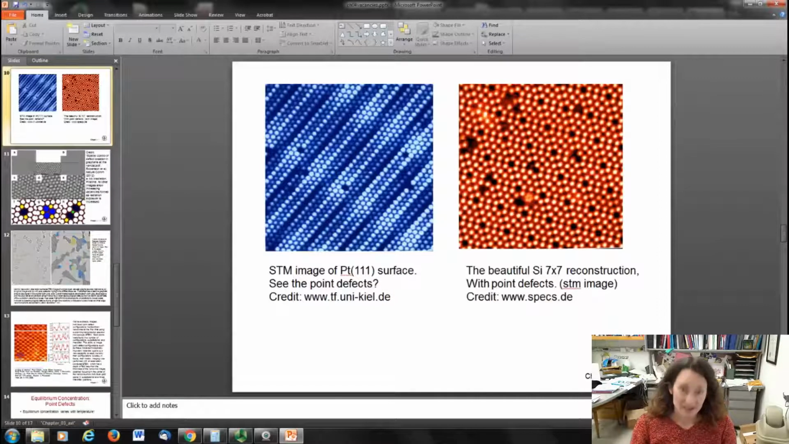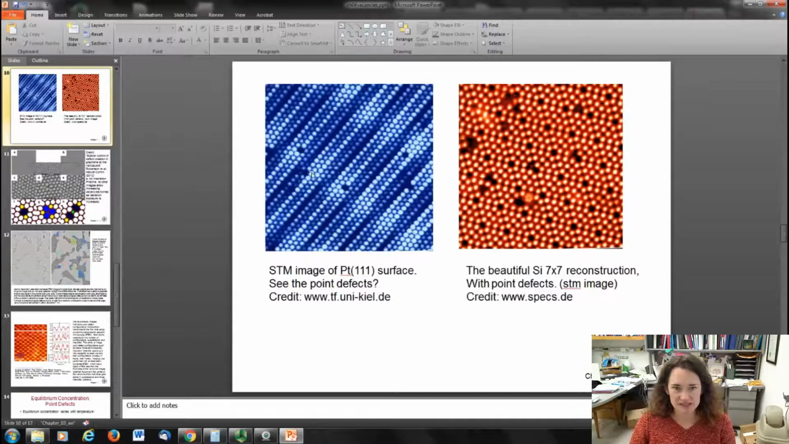So the fun thing is that now with today's advanced microscopies, we don't just have to theoretically compute or model these things anymore. We can actually image the defects, point defects directly, which is really, really super awesome, in my opinion. So here are a couple of scanning tunneling microscope images of different metal surfaces. So this is a platinum 111 surface, and you can see the point defects. And these are real images of the surface.